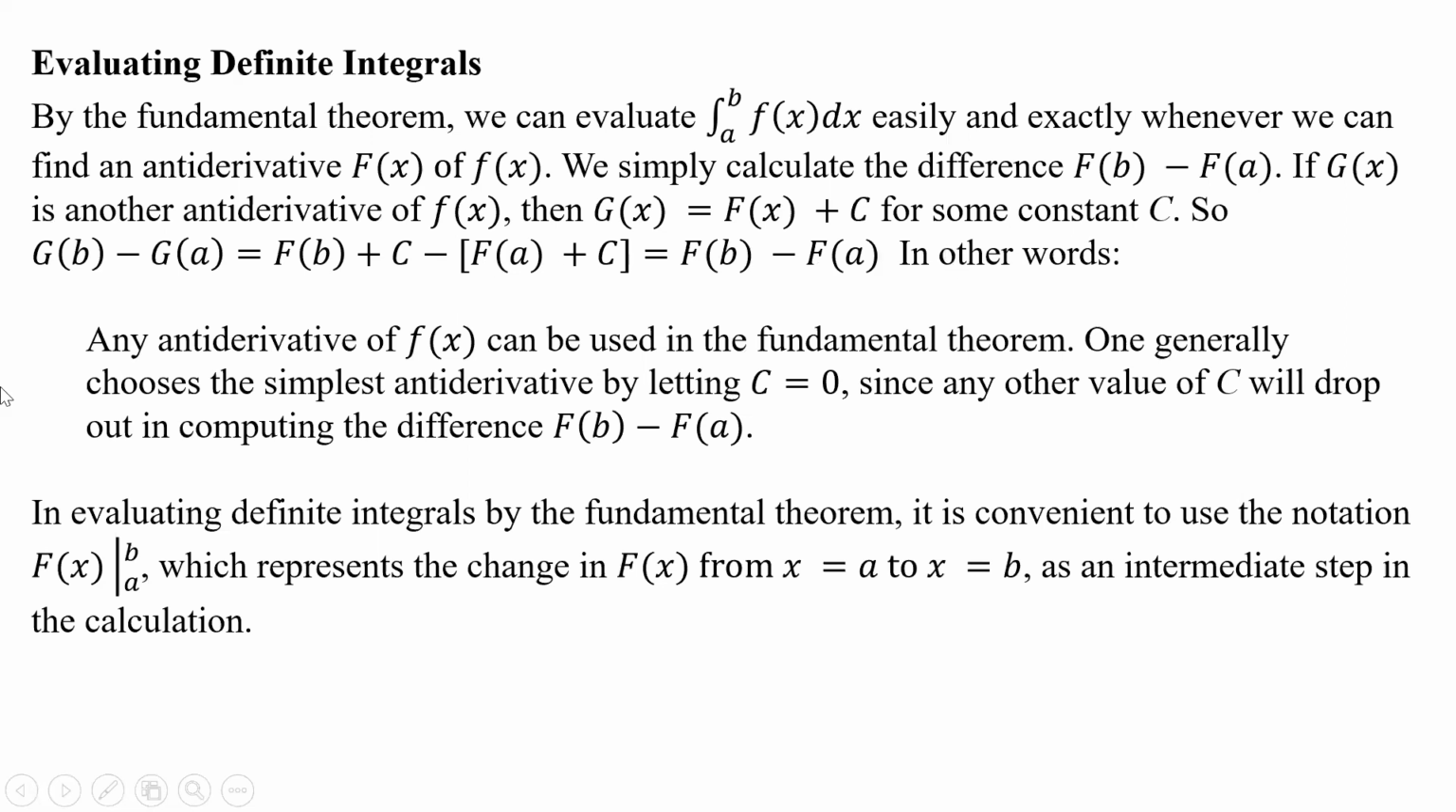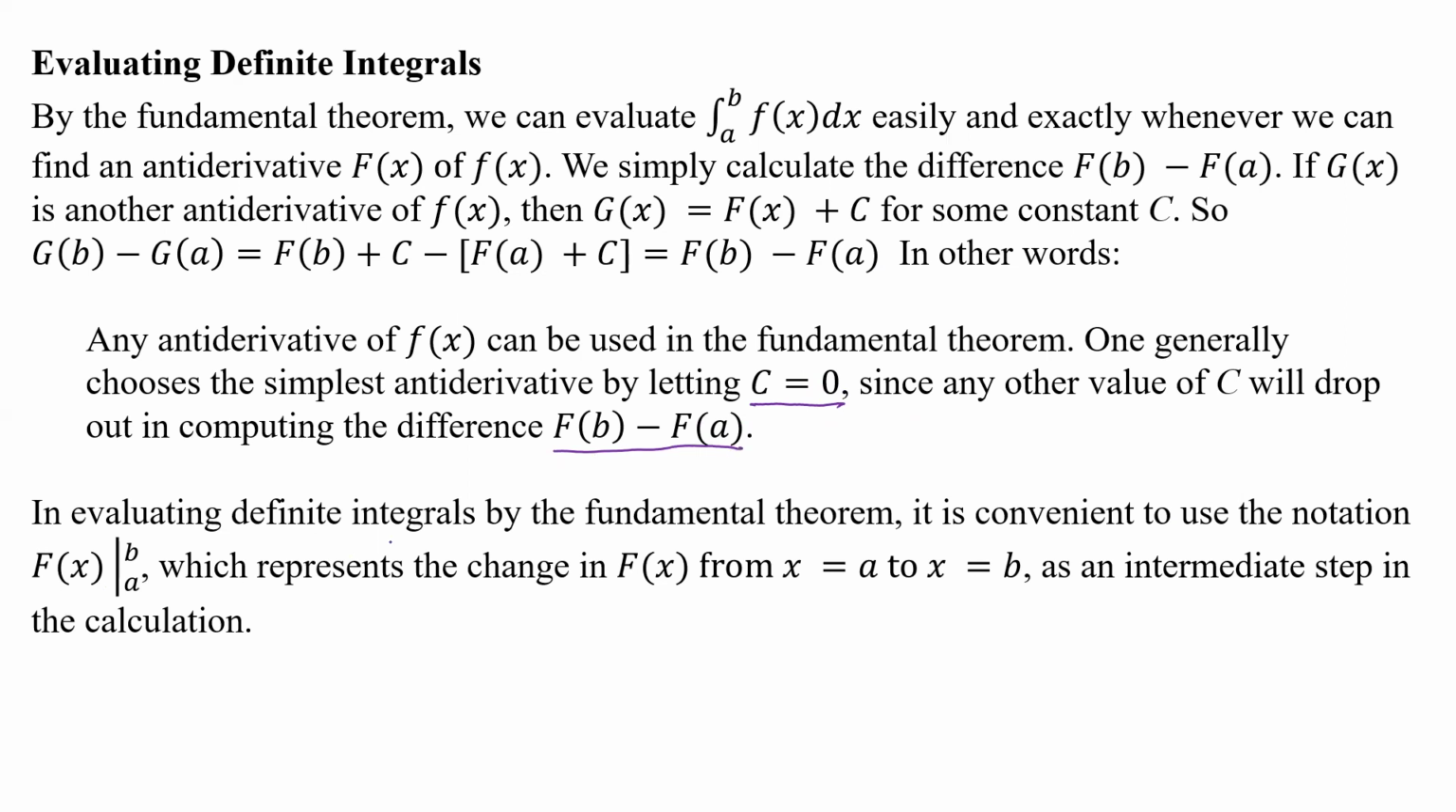So basically, any antiderivative of little f of x can be used in the fundamental theorem. One generally chooses the simplest antiderivative by letting c equal 0. That's kind of the key. Since any other value of c will drop out when computing the difference, we just get F of b minus F of a.